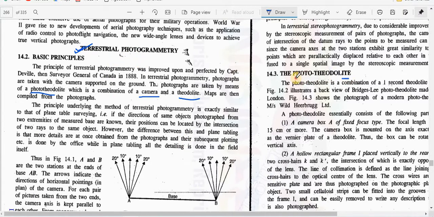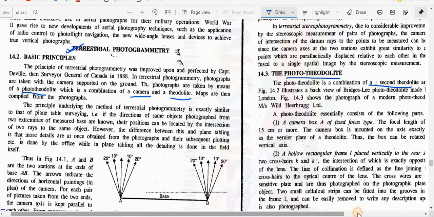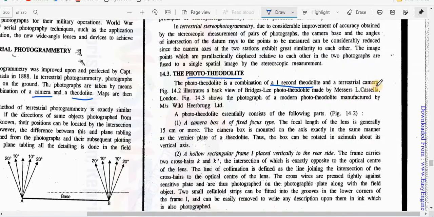Okay, so the phototheodolite is nothing but an instrument which is a combination of a 1 second theodolite and a camera, a terrestrial camera. Basically that is the only thing you need to remember, that in terrestrial photogrammetry you will use a phototheodolite, which consists of a 1 second theodolite, meaning it is capable of measuring an angle up to 1 second, and a terrestrial camera.